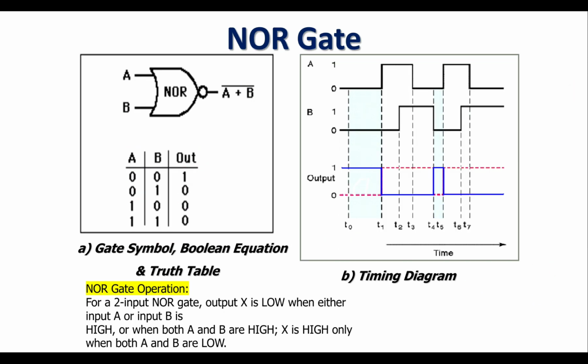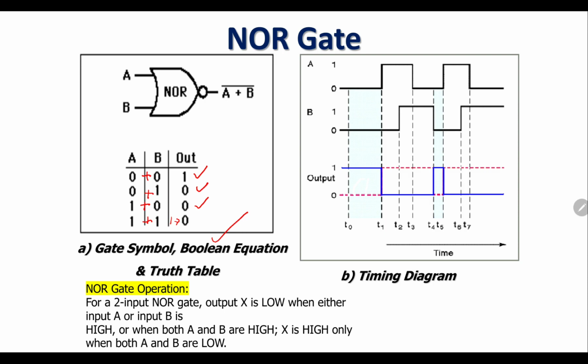Next, we move to the NOR gate. The NOR gate performs the operation of plus and it will invert the answer. 0 plus 0 is 0. Invert, becomes 1. 0 plus 1 is 1. Invert, becomes 0. 1 plus 0 is 1. Invert, becomes 0. 1 plus 1 is 1. You invert, becomes 0. Okay, that's the truth table for the NOR gate.